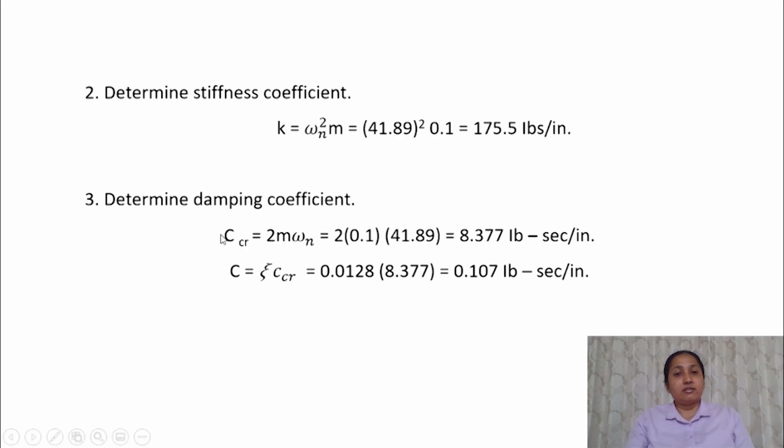And we know that the critical damping coefficient is equal to 2m omega n. So knowing omega n and the mass, we can calculate the critical damping coefficient. We know that the damping ratio zeta is equal to the damping coefficient divided by the critical damping coefficient. So the damping coefficient will be equal to zeta times the critical damping coefficient. You have calculated the zeta already, and we can multiply it with the critical damping coefficient. We get the damping coefficient.